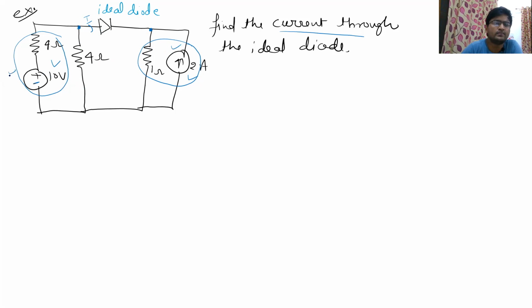So let's first go with this source. This is a voltage source of 10 volt in series with 4 ohm. So what will be the short circuit current?